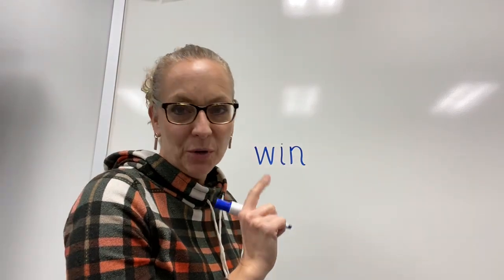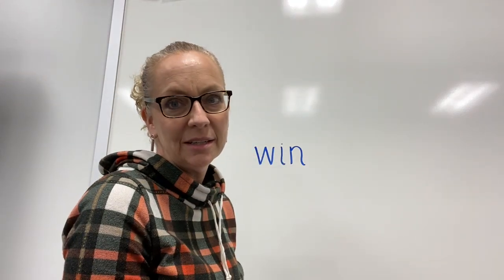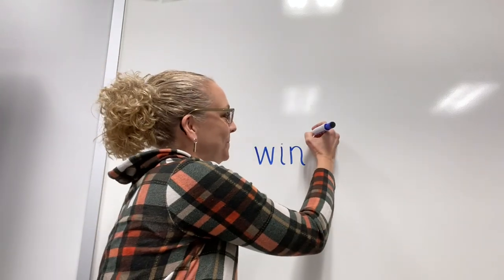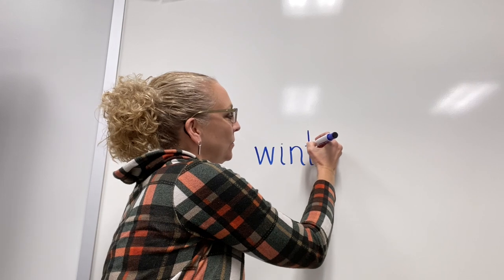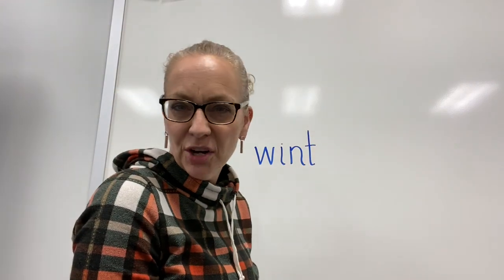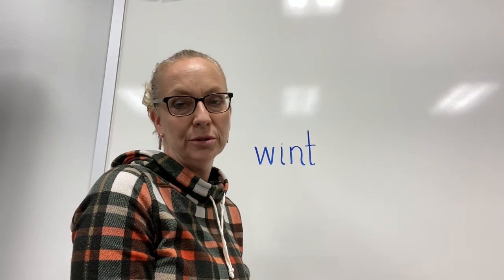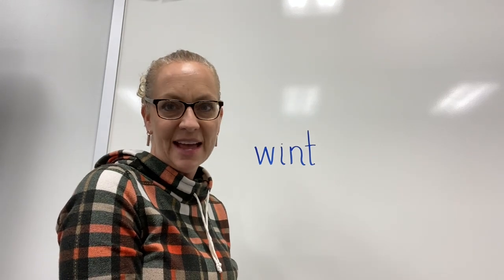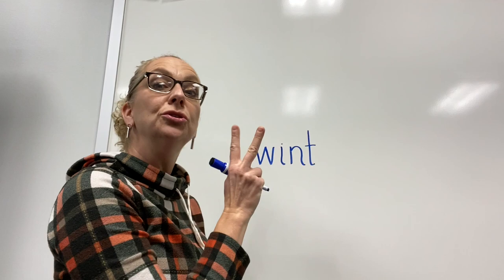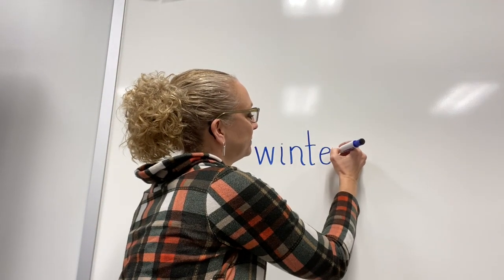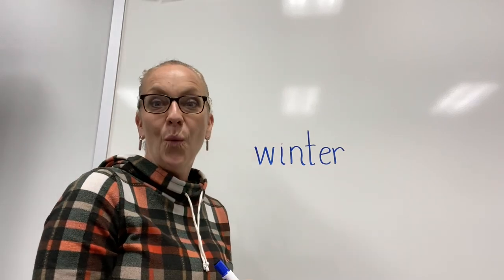So let's keep saying the word and listen to those sounds. Wint, winter, t, t, t. That's a T, winter. And then we have the R sound at the end of the word. Now, most of you will say that's an R, and you're right. But when we have the R sound at the end of a word, we actually use two letters. And most of the time, it's ER. So here's our word, winter.